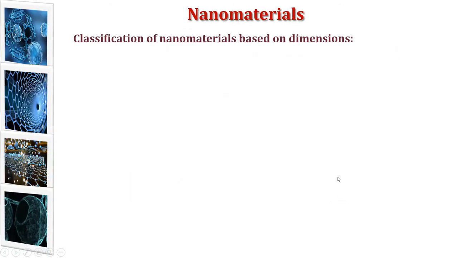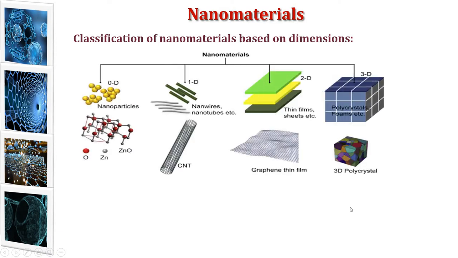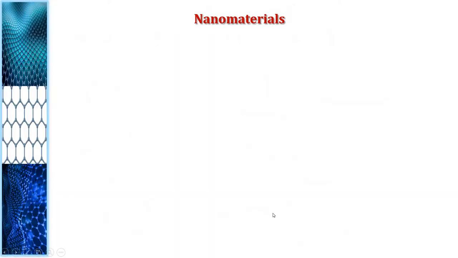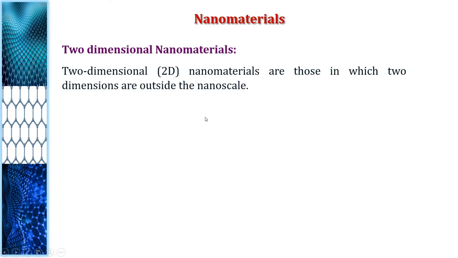So graphene can be classified as a two-dimensional nanomaterial. It has a sheet-like structure with a two-dimensional array of carbon atoms. It is a one atom thick sheet. Two-dimensional nanomaterials are those in which two dimensions are outside the nanoscale. The two dimensions are larger than the 100 nanometer scale, and in one dimension it is only one atom thick, which is why it is called a nanomaterial.